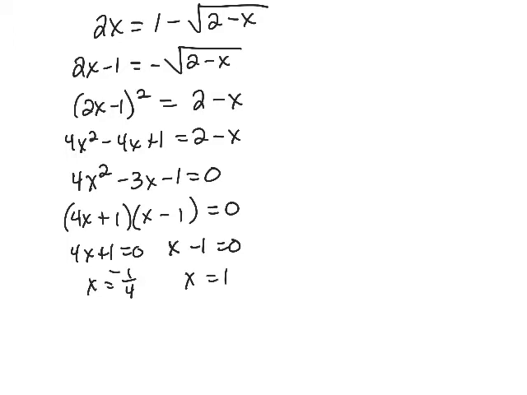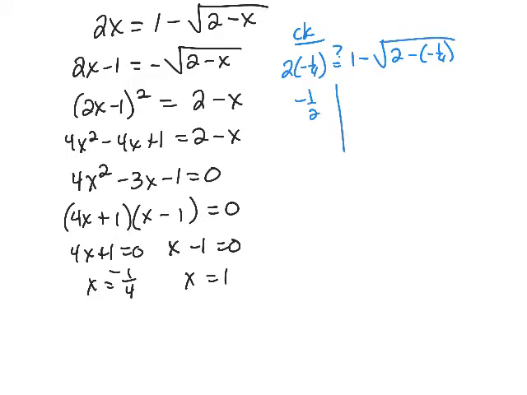I don't know if both of those two work, so we need to check, and then we're also going to show it graphically because that's a little bit quicker. So if I do my check, I'm going to do this over here. I'm going to start with negative 1/4, and I start with my original equation, so I have 2 times negative 1/4 is possibly equal to 1 minus radical 2 minus a negative 1/4. So this is negative 1/2. I'm just going to put a line here to compare.